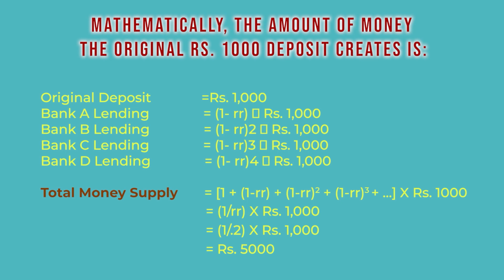So here we find that due to 1,000 rupees of initial deposit in the economy, 5,000 rupees of money supply has been created. And this is called the credit creation process in the economy.